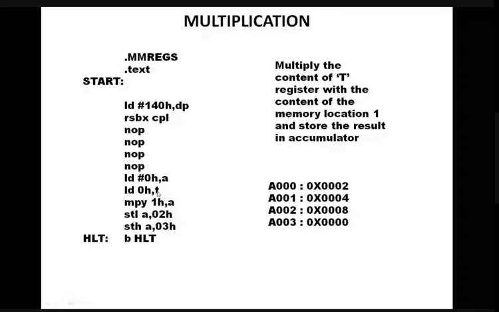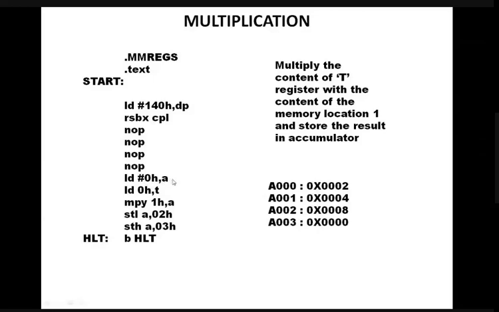This is direct addressing. This is immediate addressing. So LD #0H, A is loading the accumulator with immediate constant 0, which is clearing the accumulator through immediate addressing mode. And LD 0H, T is direct addressing, where we are loading the T register with the content of the memory location 0. The content of memory location 0 is A000. In A000, we have the content as 2. So this 2 will be loaded in the T register.